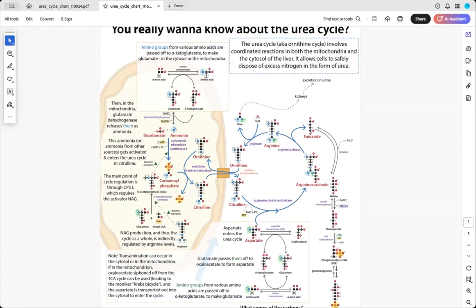Typically, then, the amino groups will be passed on to make glutamine or to make alanine, which transfer to the blood to your liver. In the liver, one of these amino groups is going to get passed on to α-ketoglutarate to give you glutamate. And then this can happen in the mitochondria or this can happen in the cytoplasm, but one way or another, that glutamate is going to get into the mitochondria. And then the amino group is going to get released as ammonia. We'll get back to this in a minute.